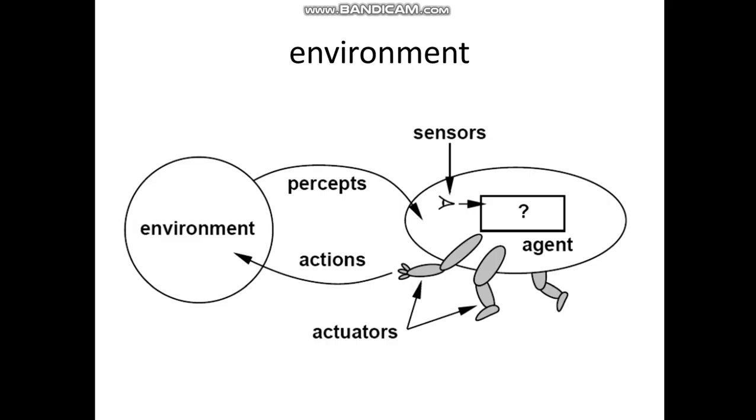What do we mean by environment? Environment is the place that the AI can get data from. All right. So when I talk about environment in terms of AI or artificial intelligence, I mean the place that I can get data from, so I can solve a problem or do something intelligent. Okay.